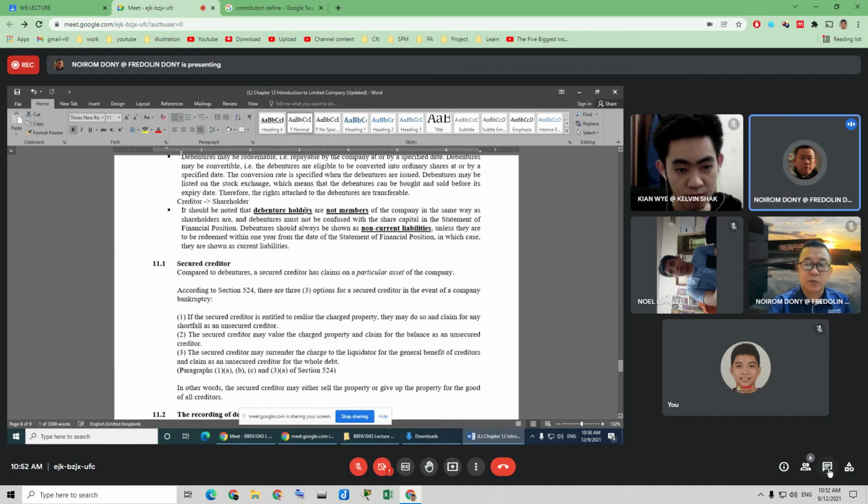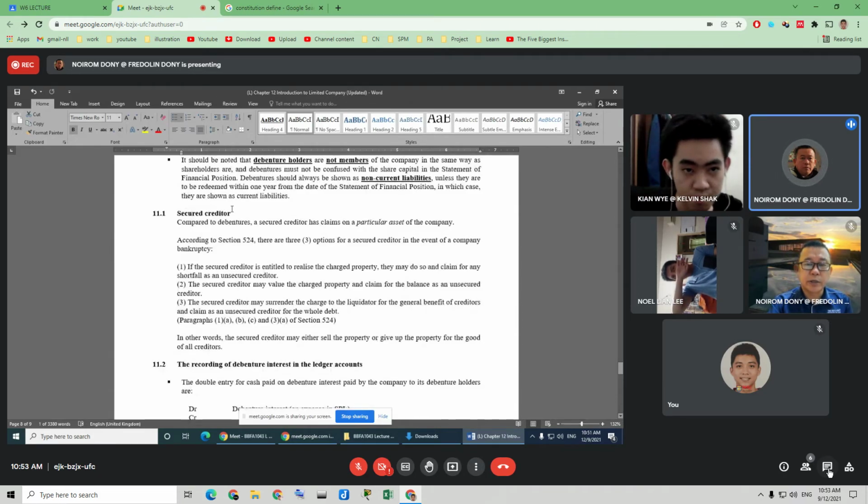So they cannot vote. Unless they are to be redeemed within 1 year from the date of the statement of financial position, in which case they are shown as current liability. So debenture should normally be under non-current liabilities, but it can be under current liability if the repayment period is less than 1 year.